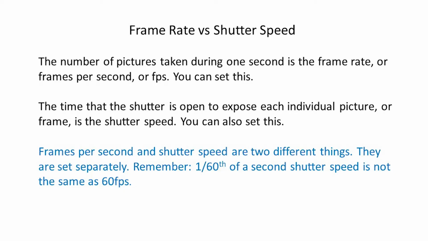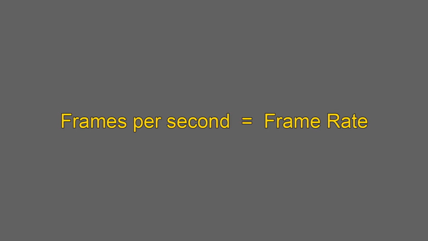Okay, frame rate versus shutter speed. When you're shooting video, you're actually shooting a series of still pictures. If you're shooting at 30 frames per second, you're shooting 30 individual pictures every second. This is your frame rate, or frames per second. Those are the same thing.